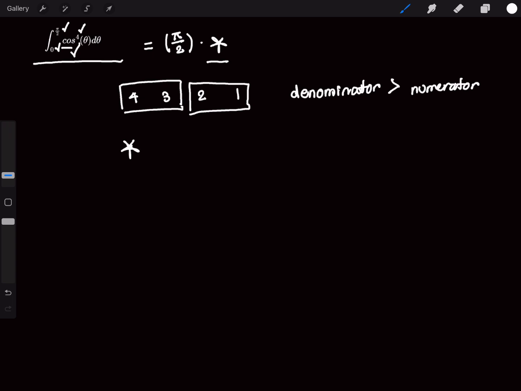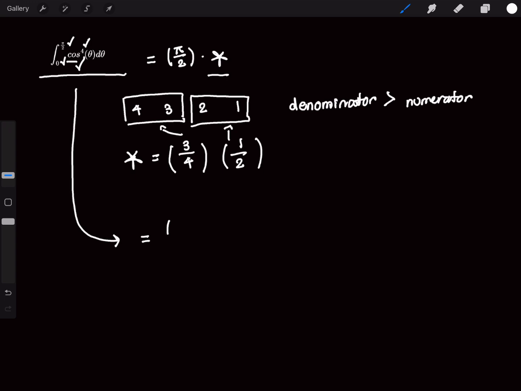So star is equal to, from this one, we get 3 over 4. And from this one, we get 1 over 2. And then we have to remember to multiply by pi over 2. So this thing over here is going to be equal to pi over 2 times 3 over 4 times 1/2, or 3 pi over 16.